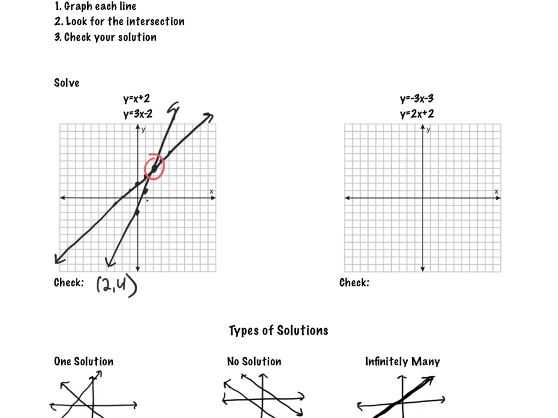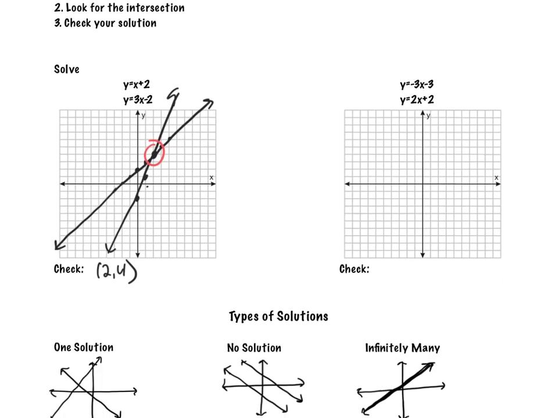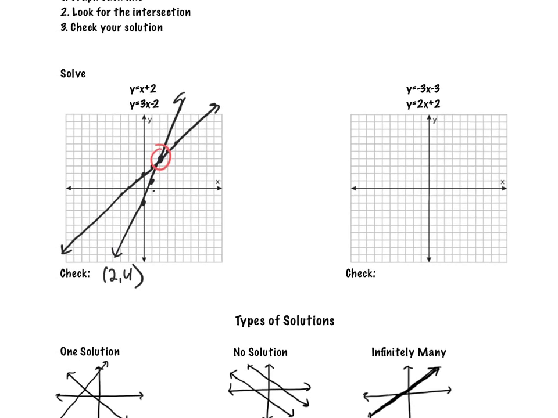Now when I talk about checking these, I just want to plug in the values and see if it makes the equations true. Is 4 equal to 2 plus 2? Yeah, that's a pretty basic check. Is 4 equal to 3 times 2 minus 2? So is 4 equal to 6 minus 2? Yes, so that is my answer. That's all I'm looking for with systems by graphing.